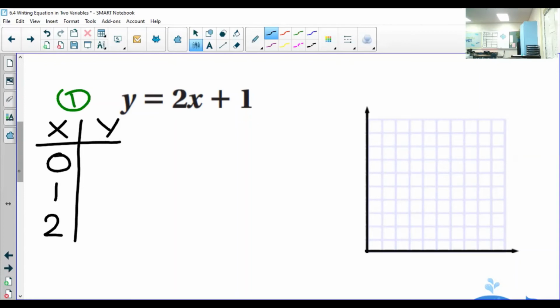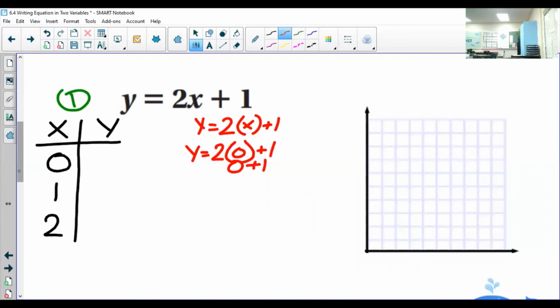Now I need to fill my table out. So here we go. My equation is y equals 2x plus 1. So let's start with 0. Y equals 2 times 0 plus 1. We have to follow order of operations, so we multiply before we add. 2 times 0 is 0, plus 1. 0 plus 1 is 1. So we're going to go with 1.